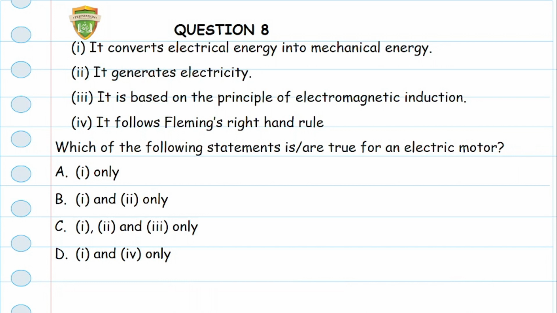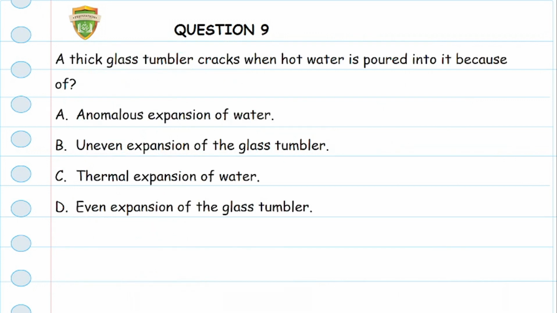So that means that the first scenario, I, is true for an electric motor. Now, if we look at the second scenario, it generates electricity. That cannot be true because it doesn't generate electricity, it actually generates mechanical energy, because the starting point for an electric motor is electricity. Now, the third point says it is based on the principle of electromagnetic induction, which is also wrong because that only happens in generators where mechanical energy is converted to electrical energy through electromagnetic induction. So that's also false. And finally, the fourth one says it follows Fleming's right hand rule. For an electric motor, we know that it actually follows Fleming's left hand rule.